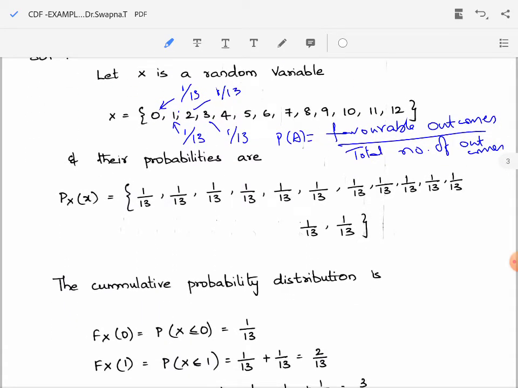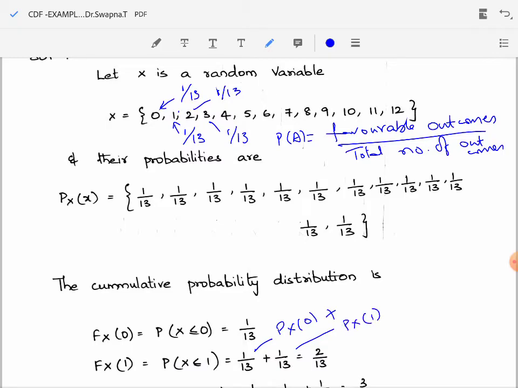Now let's find the cumulative probability distribution. F_X of 0 is equal to P of X less than or equal to 0, which is equal to 1 by 13. F_X of 1 is P of X less than or equal to 1, which is P_X of 0 plus P_X of 1. So the CDF is nothing but the summation, the accumulation of the probabilities. Both are added up, we get 2 by 13.